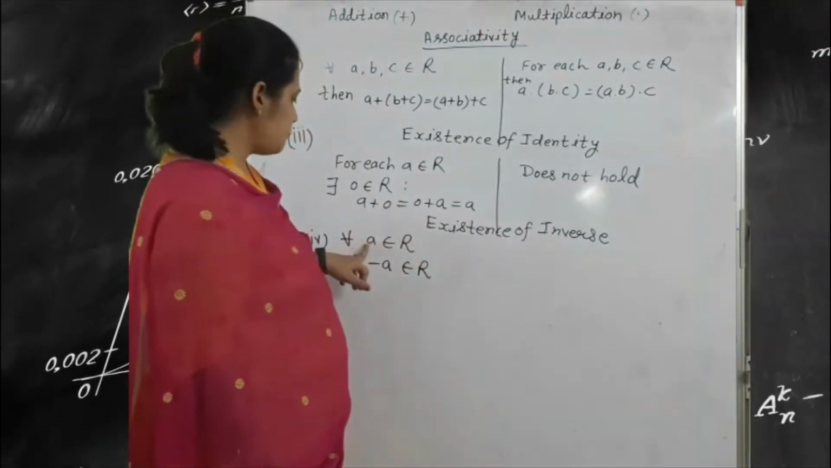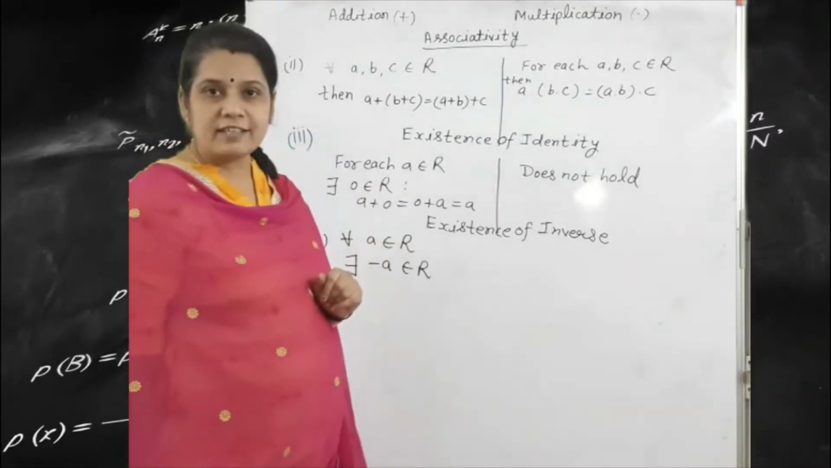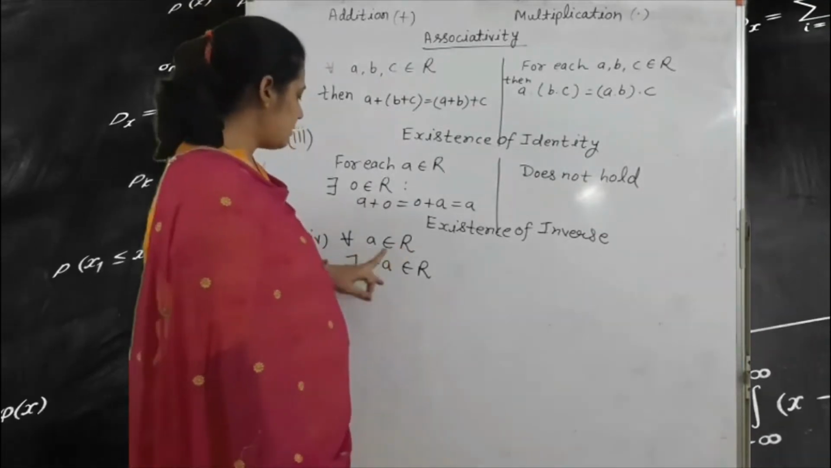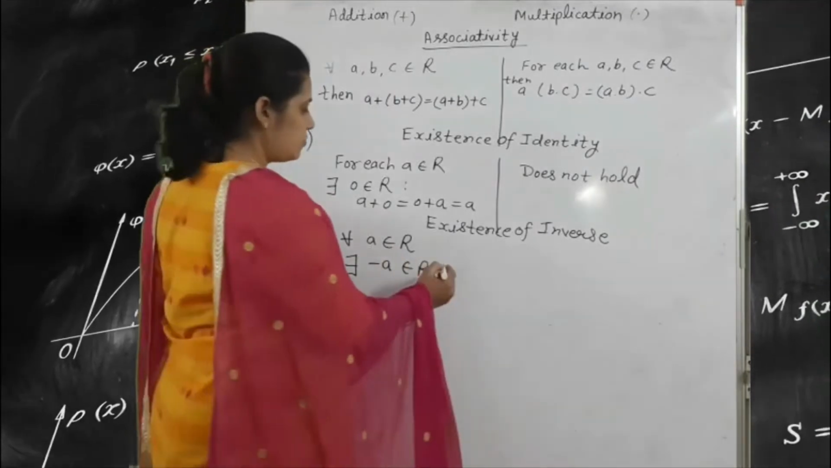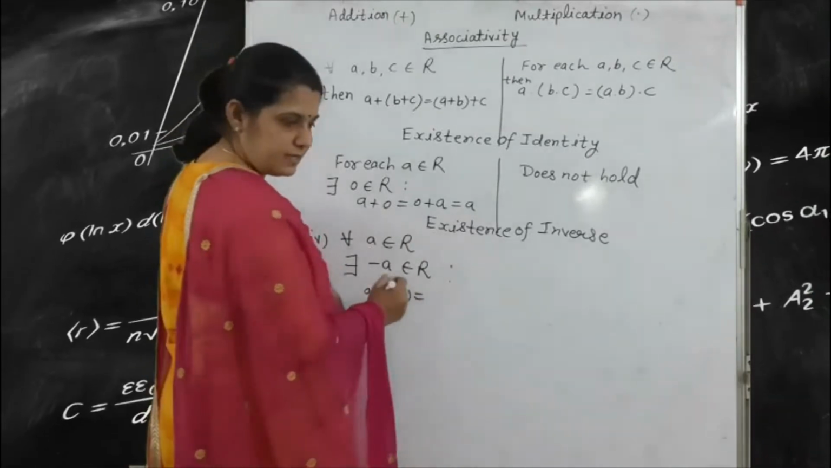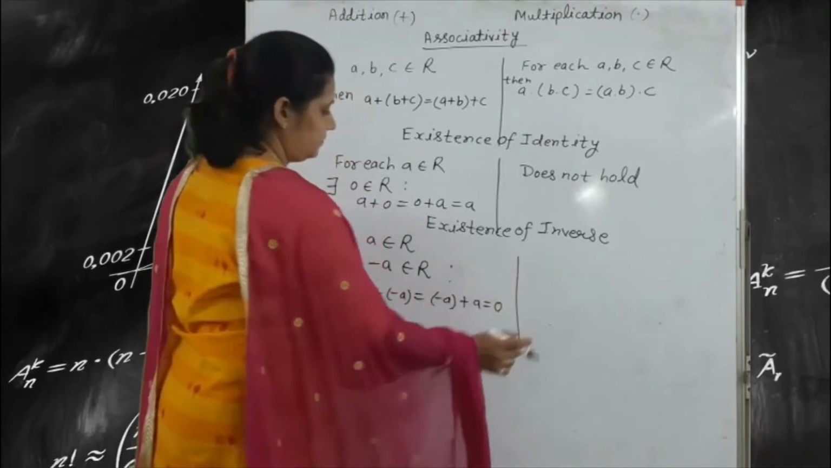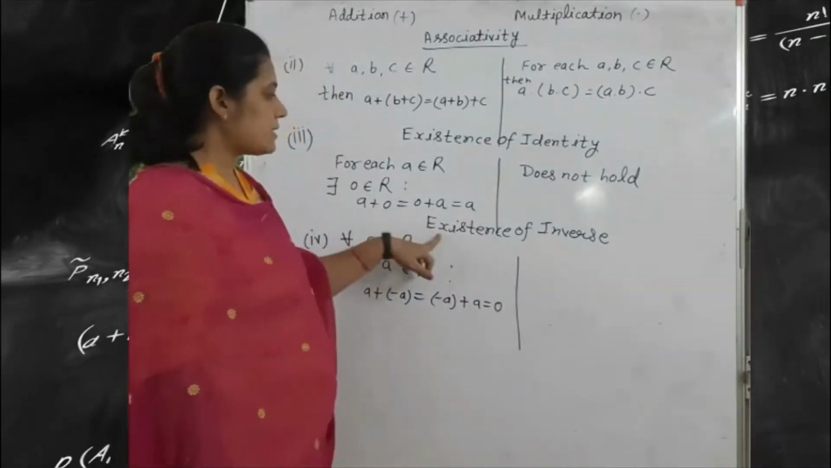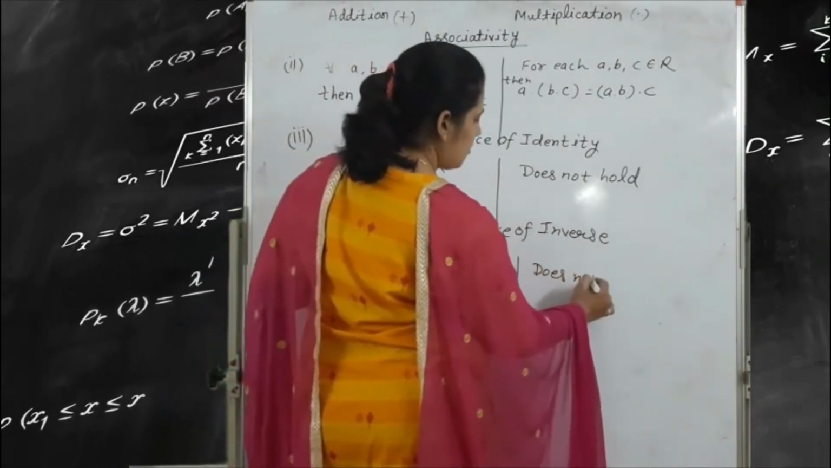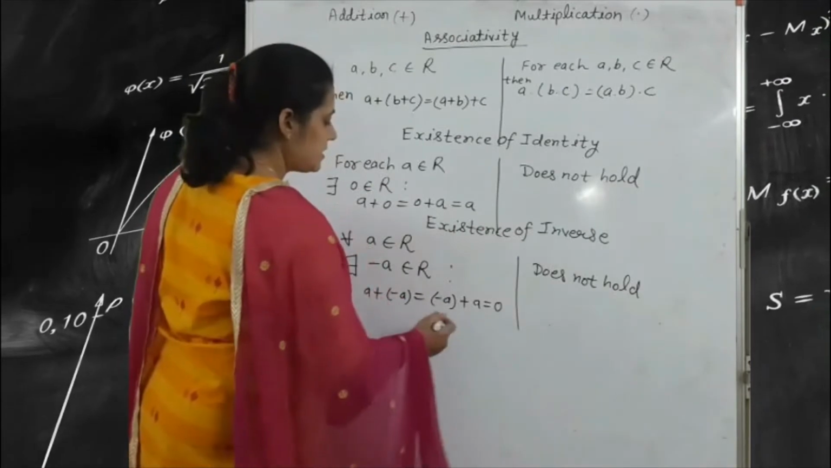Got it? Because we use A plus the inverse of this A, so we get the identity element, and the identity element is what? The identity element is 0. So A belongs to R, then there exists minus A belongs to R such that A plus minus A is equal to minus A plus A is equal to 0. Okay, so this is the existence of inverse. Okay, and here does not hold because here we find only the two properties.